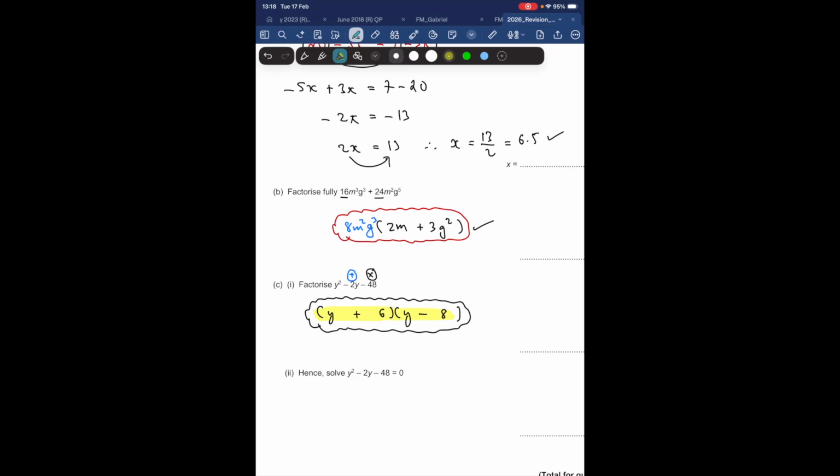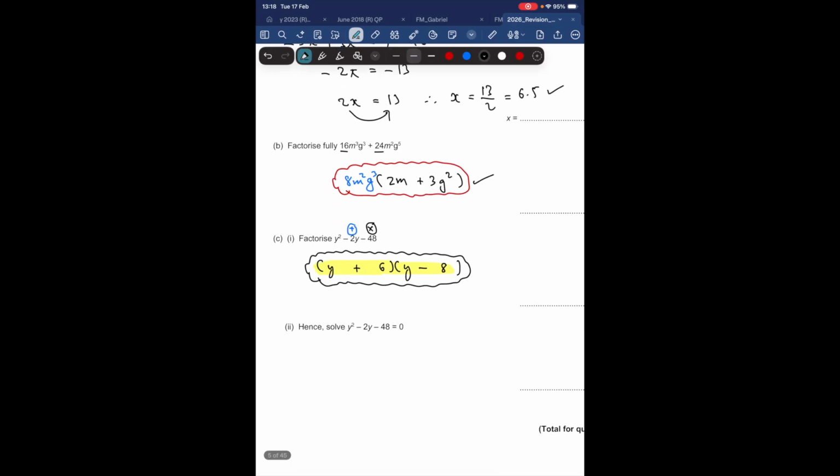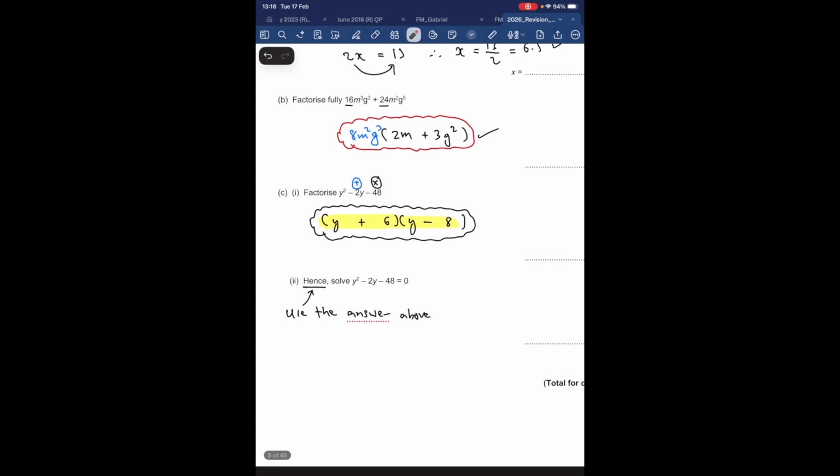Now, part 2, you have to be very careful here. They're using the word "hence", and hence means that you have to use the answer above. So there was a reason why they asked us to factorize this quadratic expression, because if you look here, it's the same expression, but it's now equal to 0. So this is now a quadratic equation.